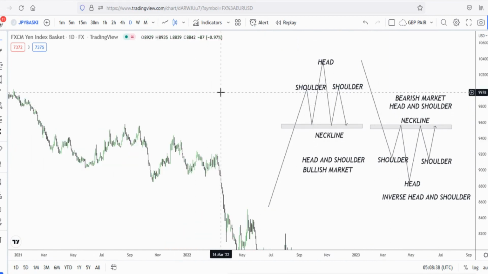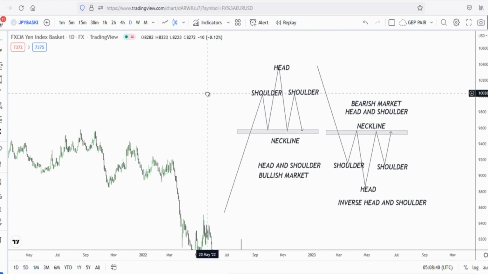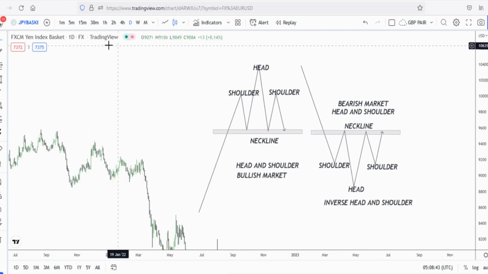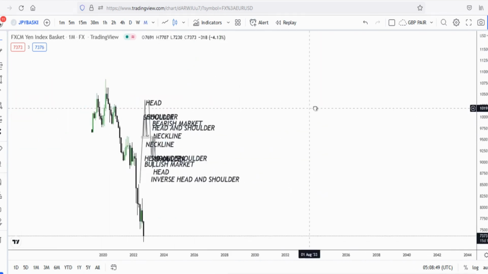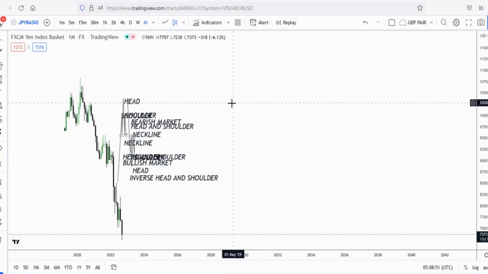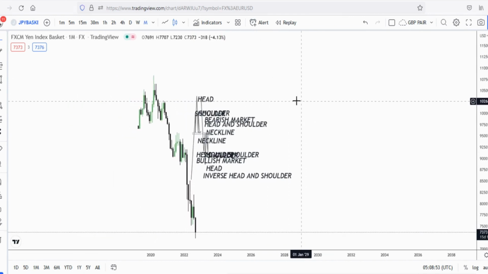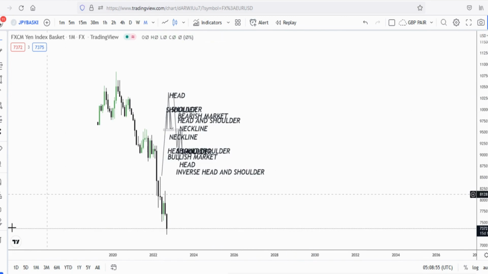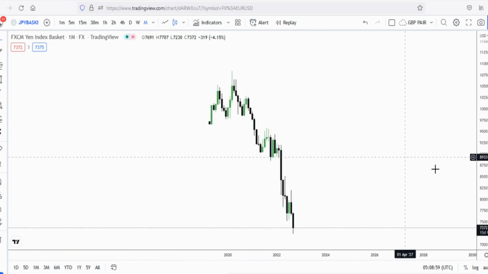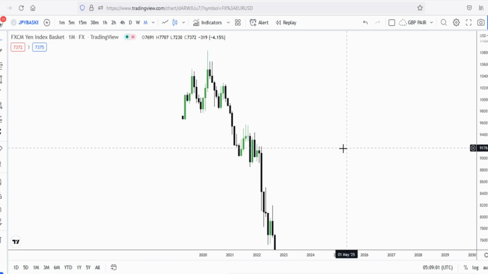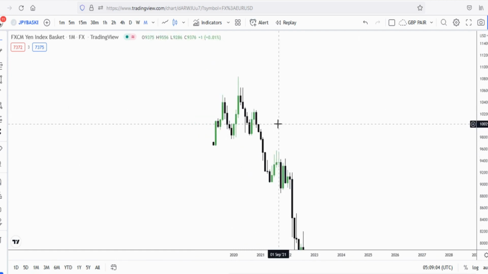So this is the yen index. Let's move to the monthly time frame. Let me clear all this. I always like to see a clean chart. So now, this happened a very long time ago.